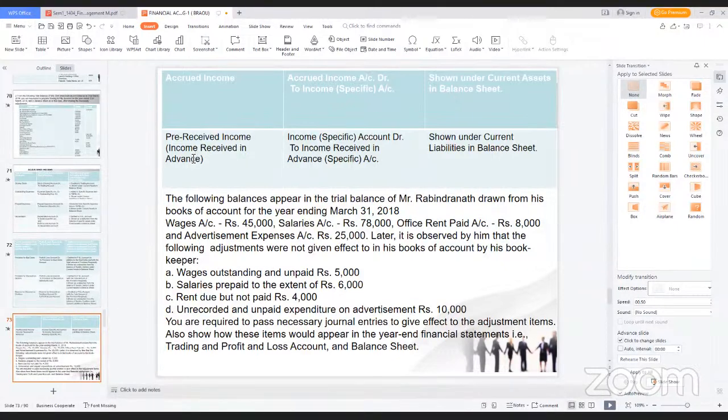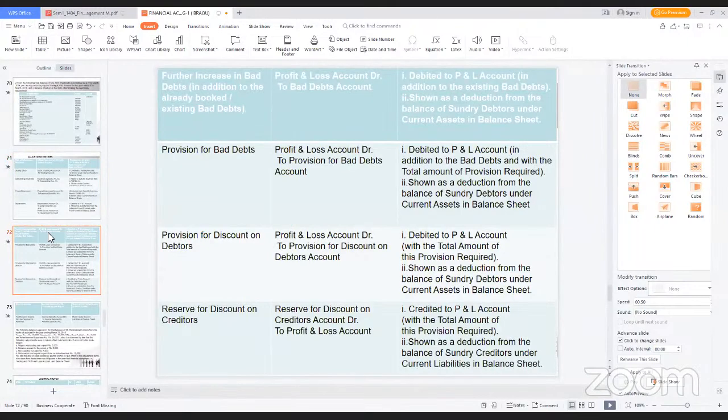Pre-received income. That is income received in advance. Accrued income means you are still going to get the amount. But here, pre-received, before the due time, you are getting the amount. That is getting in advance. Income, that is a specific account debit to income received in advance. That you have to show under the current liabilities in the balance sheet. So depending upon these entries, that is adjustment entries, we'll see one question.